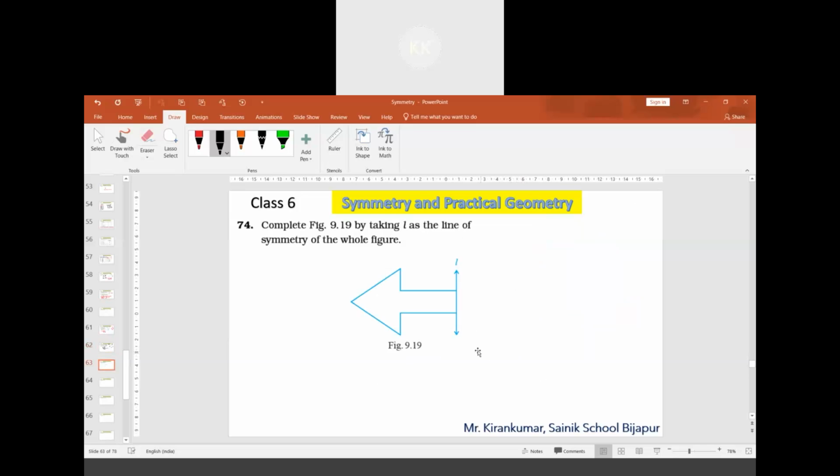There is another question: to complete the figure by taking L as a line of symmetry. So you have a left part given. You have to make a right hand part of the same figure. So this is our left hand part. We have to make a right hand part there. So it looks something like this.